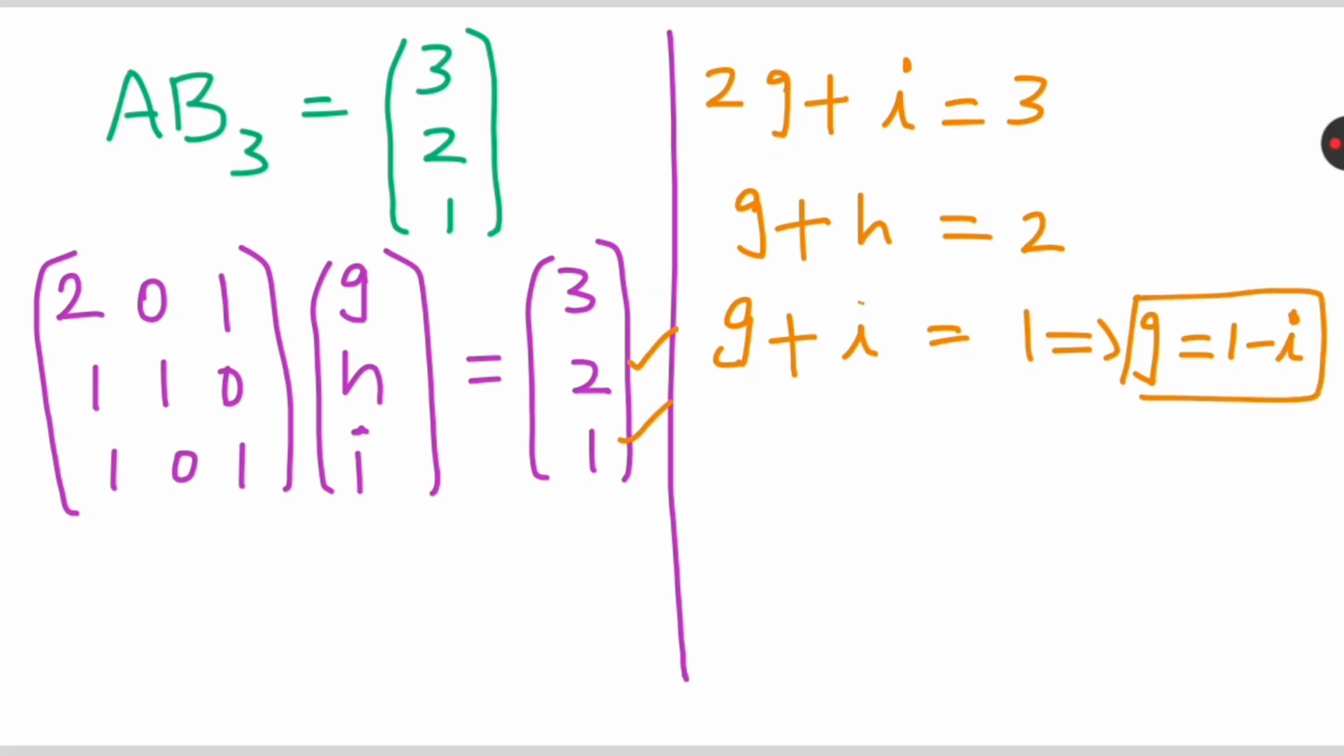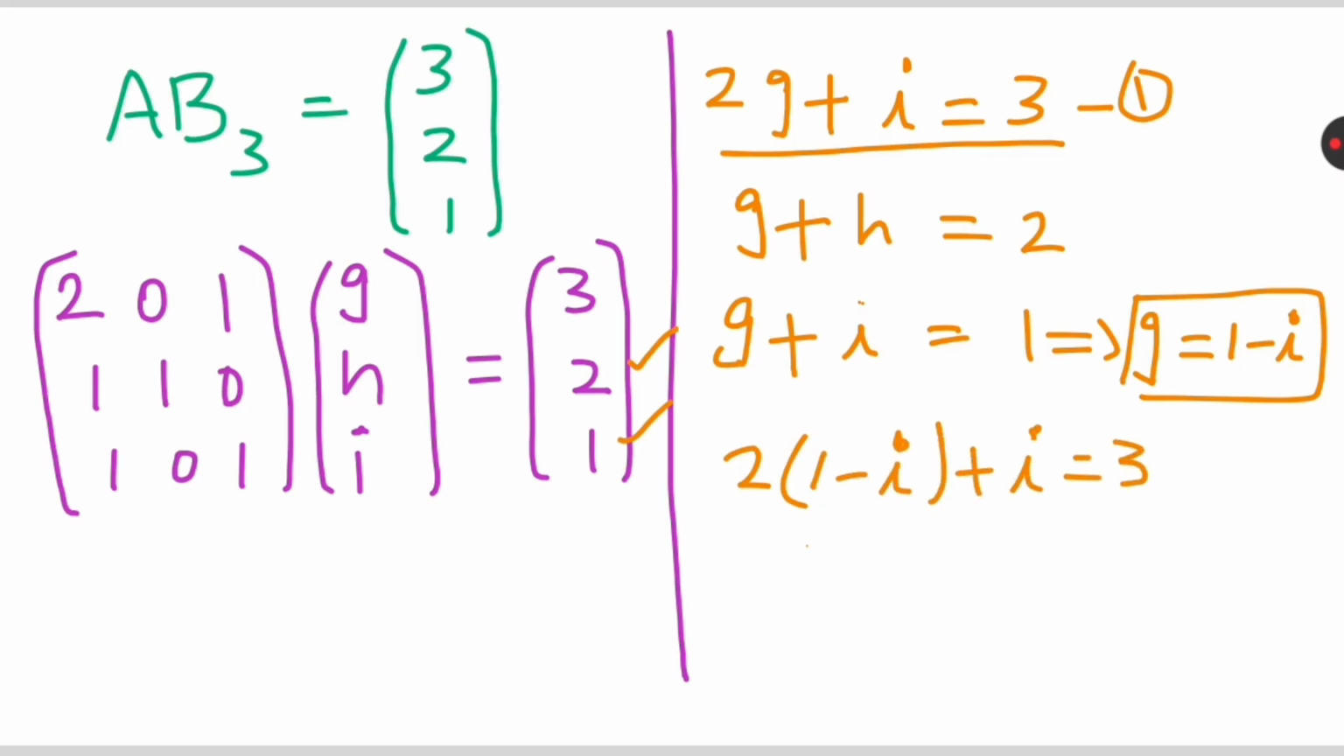G value substitute in the first equation. So 2 times G is nothing but 2 times (1 minus I) plus I, that is equal to 3. If you open the brackets, 2 minus 2I plus I. So minus 2I plus I gives minus I, that is equal to 3. If you subtract 2 on both sides, here 2 minus 2 gets cancelled. So we are left with minus I equal to 1. If you multiply both sides by minus 1, then we are going to get I equal to minus 1.